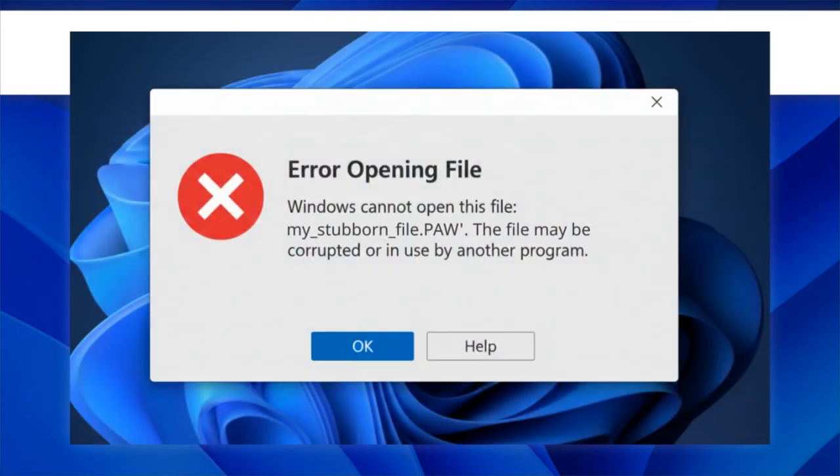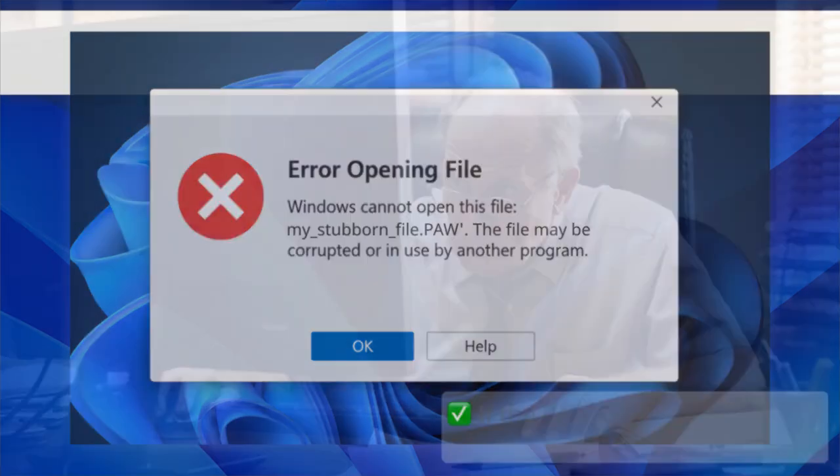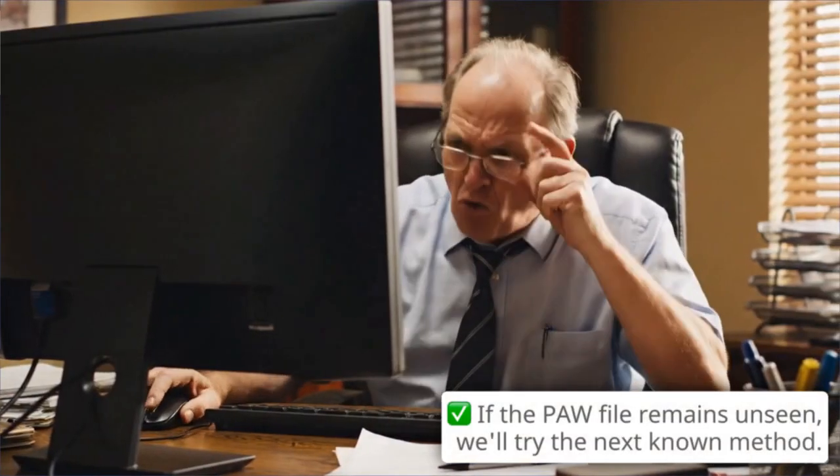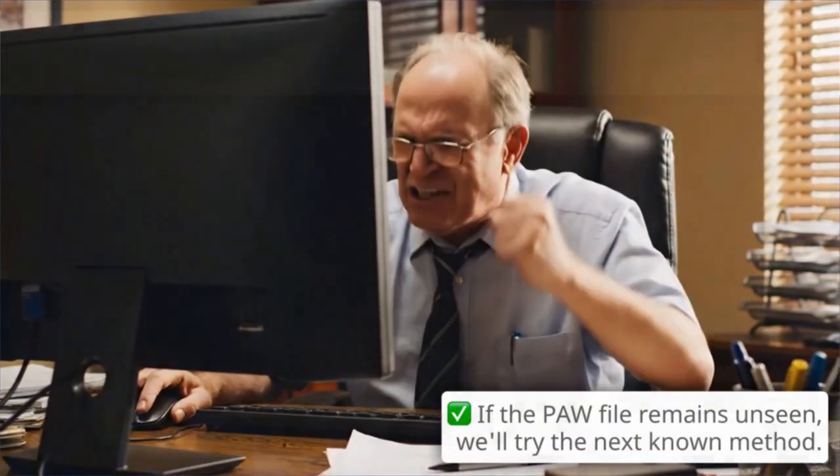If your PAW file isn't cooperating, don't worry. The failure means we need to check the fundamentals. Let's perform these 3 essential system and file checks immediately.